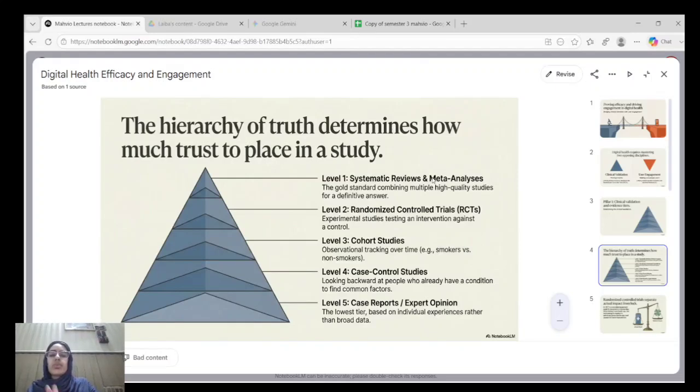And level 4 is the case control studies. This involves looking backward at people who already have a condition to find common factors. And the last, level 5, is case reports or expert opinions. This is the lowest tier. It is based on individuals' experiences rather than broad data. Just because a famous doctor thinks an app is good doesn't mean we have the data to prove it.